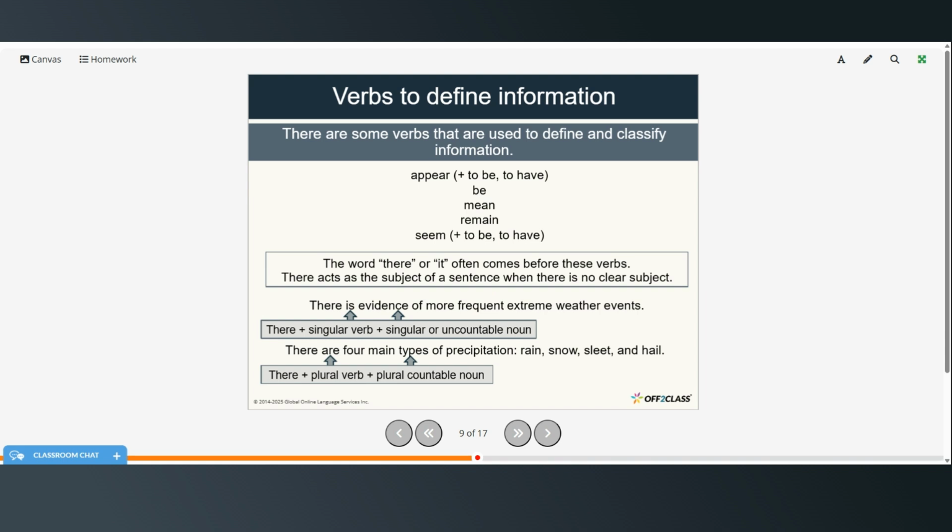There acts as the subject of a sentence when there is no clear subject. So there is evidence of more frequent weather events. So we use there plus the singular verb plus a singular or uncountable noun. So there is evidence. And here, there are four types of precipitation: rain, snow, sleet, and hail. So here we have there plus the plural verb plus a plural countable noun. There are types.